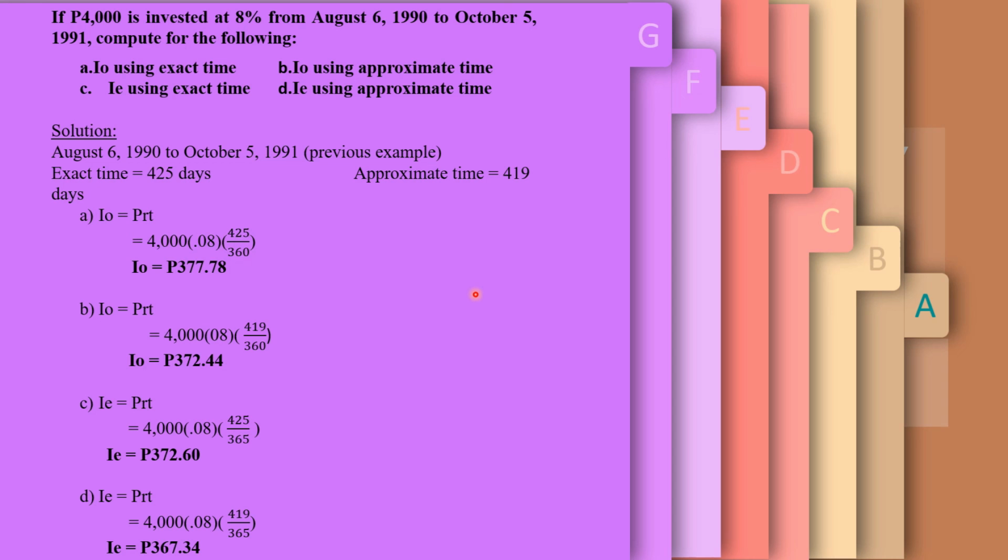Suppose we have an example here. If 4,000 pesos is invested at 8% from August 6, 1990 to October 5, 1991, we have to compute the following: the IO using exact time, IO using approximate time, IE using exact time, and IE using approximate time. Students, please pause and analyze the solution I have given you.